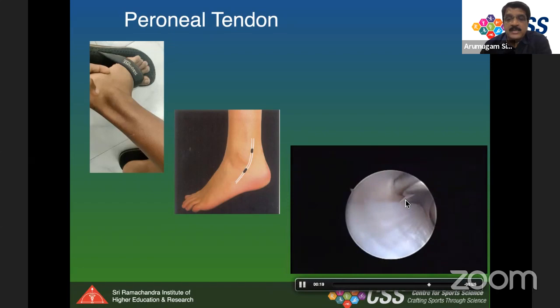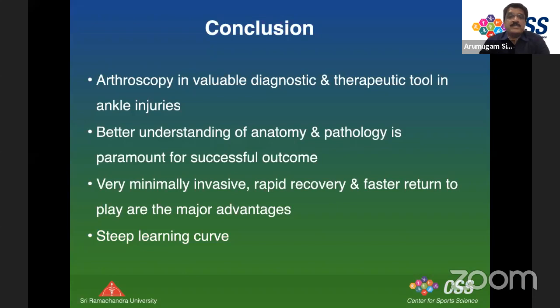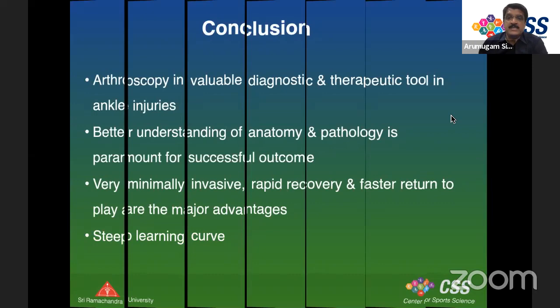In conclusion, arthroscopy is a valuable diagnostic and therapeutic tool in ankle injuries. Better understanding of anatomy and pathology is paramount for a successful outcome. Very minimally invasive, rapid recovery, and faster return to play are the major advantages. There's a steep learning curve, but the biggest advantage to the athletes is that they can go back to their sports much earlier. And thank you for your attention.